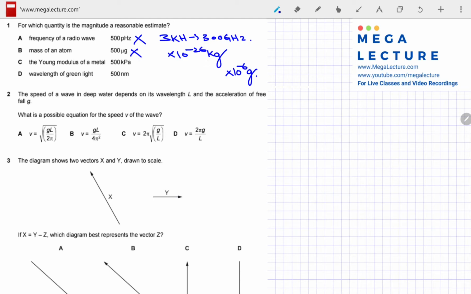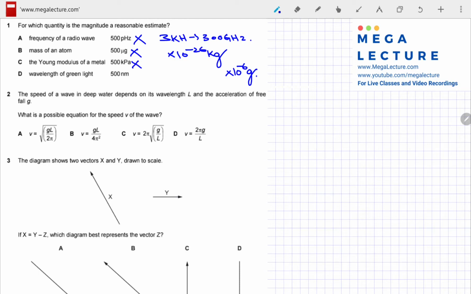Then we have the Young modulus of a metal, given as 500 kilopascals, but this is also not within the range, because for steel you have 215 gigapascals, and for aluminum it's around 70 gigapascals. So this is too low and does not fall in the range as well.